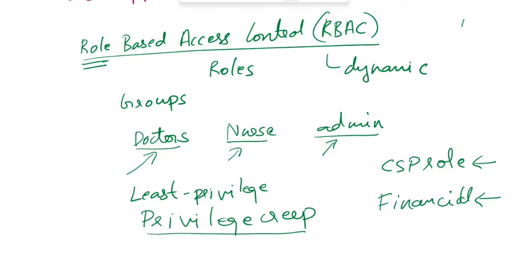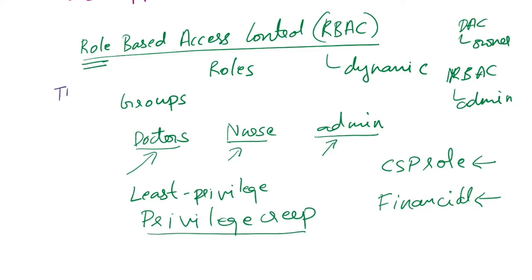So if you remember, in DAC, everything is controlled by the owners, and in non-DAC or in RBAC, everything is controlled by an administrator. There is another model called TBAC as well. It is very similar to RBAC. T stands for tasks. Okay, that is task-based access control. In RBAC, the users are assigned roles, but in TBAC, the users are assigned their tasks.